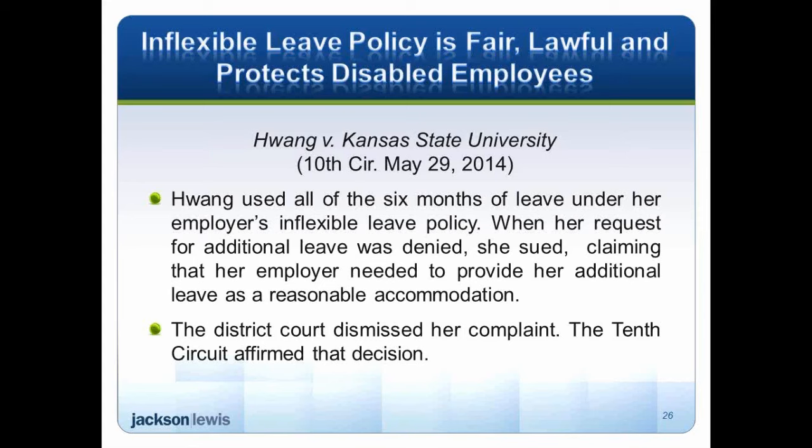The court said no. They basically said that 6 months was enough leave, and if an individual is unable to come back to their job or perform the essential functions of their job at the end of those 6 months, that is enough leave that the ADA would require an employer to give to an employee as part of that accommodation. Again, as I said, that's a hot button issue for the EEOC.